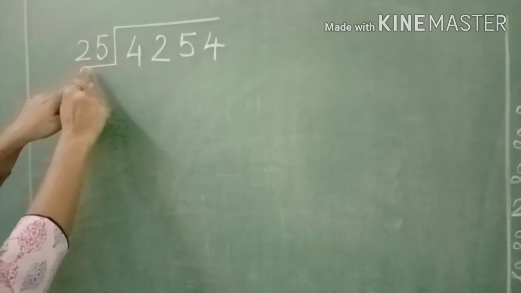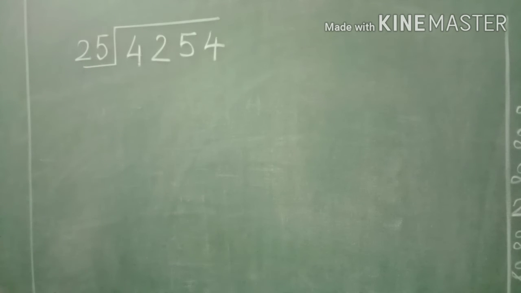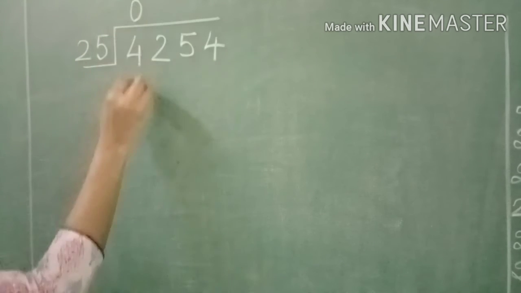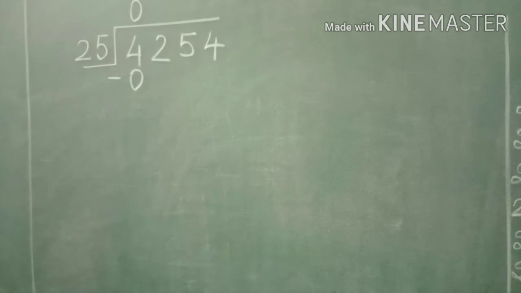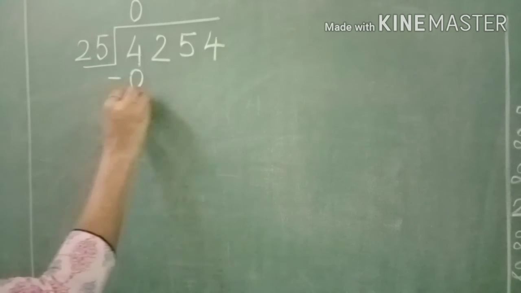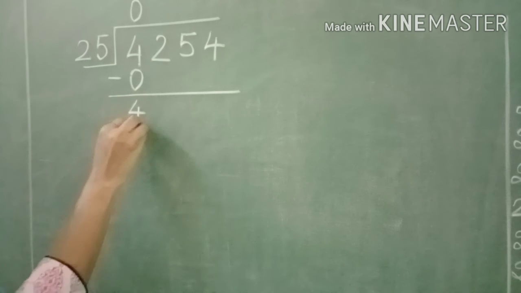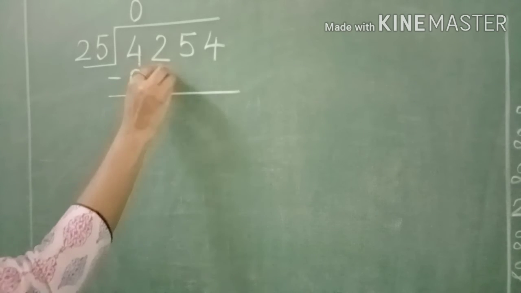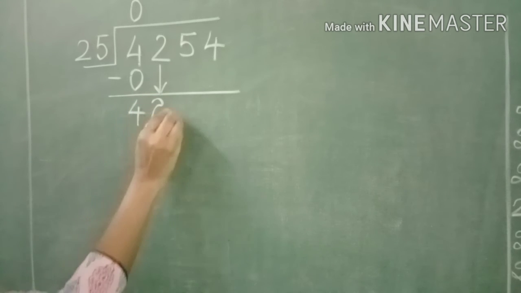If you see, 25 is a bigger number and 4 is a smaller number. So at that time we have to write 25 zeros are 0, and we have to give the minus sign, that is the subtraction sign. And we are going to draw a line. 4 minus 0, the answer will come as 4. Now we have to take the next number, that is 2, or you can draw an arrow and bring down the number 2.